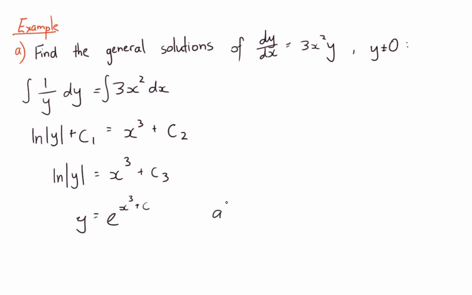But remember, we can undo that multiplication and addition index rule. So we know that when we have a to the m times a to the n, we can add the powers. Let's just go backwards from this to this. So we have our e to the power of x cubed times e to the power of c. But e to the power of c is just another constant. So let's call that a, put it out the front, and there is our solution. y equals a times e to the power of x cubed.